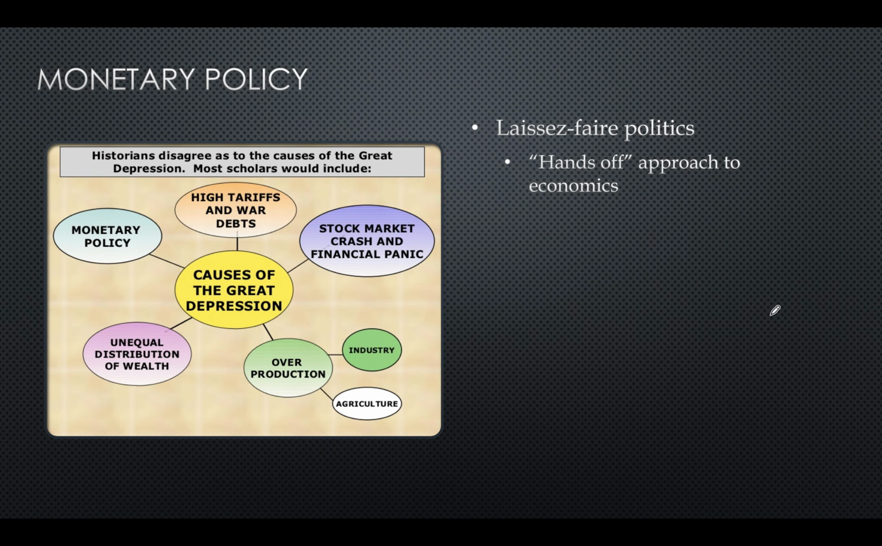So monetary policy. What's going on at this time is that the policy of the government was laissez-faire politics. Laissez-faire means a hands-off approach to economics. Adam Smith came up with this, and the US pretty much has been doing this since the Industrial Revolution. This hands-off approach means the government should not participate in the economy. You let it do its thing. Paired with what I talked about before, rugged individualism, RI, this creates the idea that the government shouldn't have to mop up what the economy produces. Okay, so that's one thing.